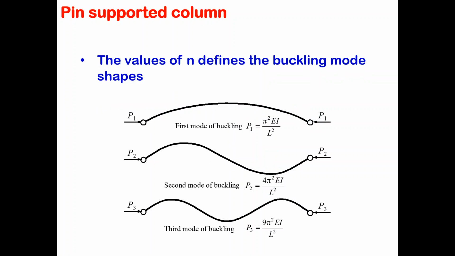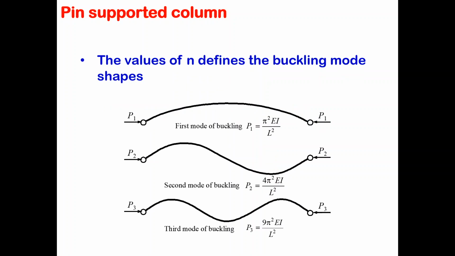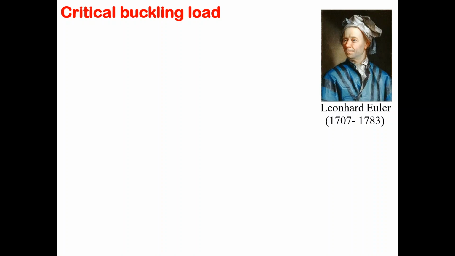So the buckling load is going to be equal to n squared pi squared EI over L squared, which means that we are going to have different modes of buckling, because this n can be 1, 2, 3, 4, 5, 6. So we can have an infinite number of modes of buckling. You can see a representation of different modes of buckling. Your first mode is just a regular column buckling, and then we move on like this.